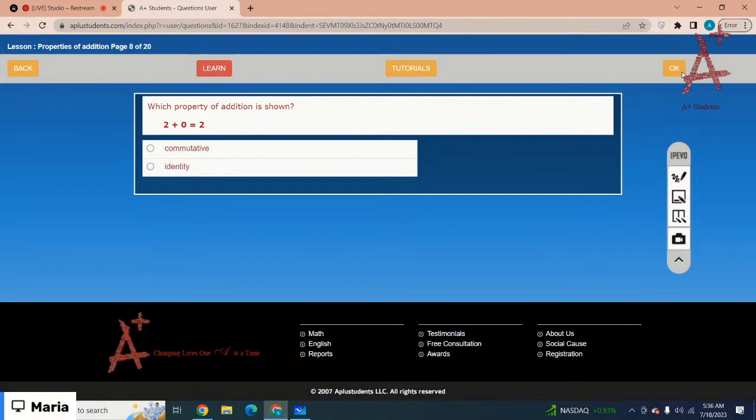Which property of addition is shown? Commutative or identity? 2 plus 0 equals 2. Again, you are adding 0. So, adding 0 to any number changes nothing. That means that is the identity. So, it would be the identity.